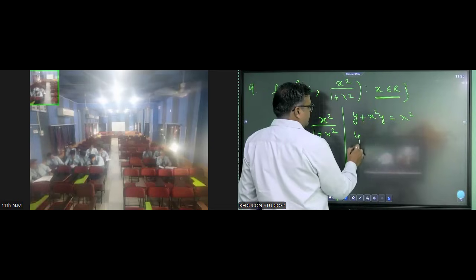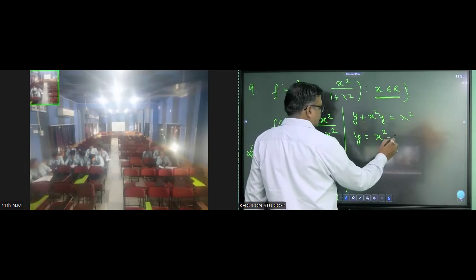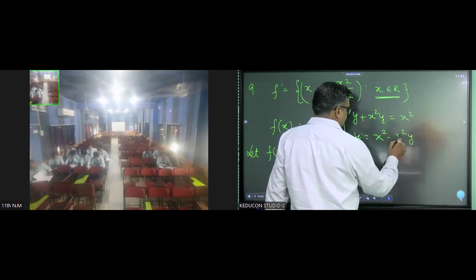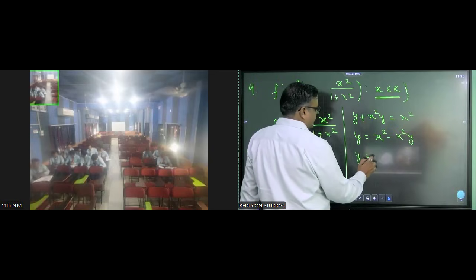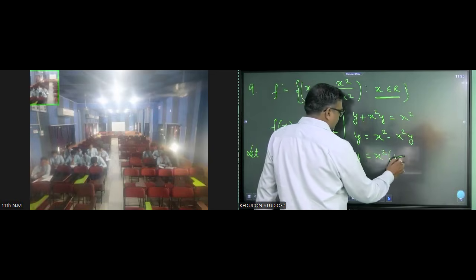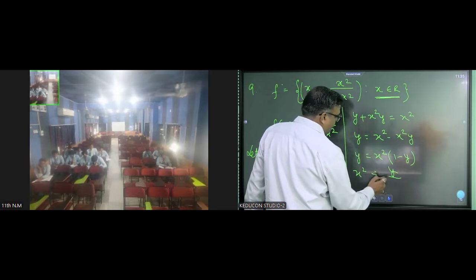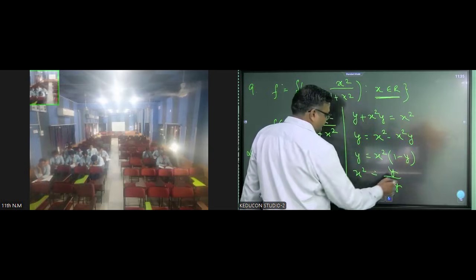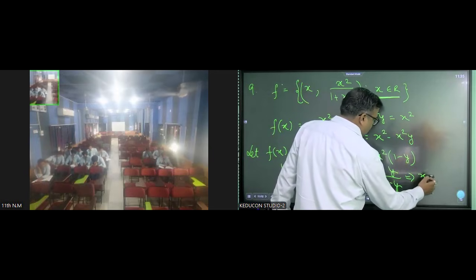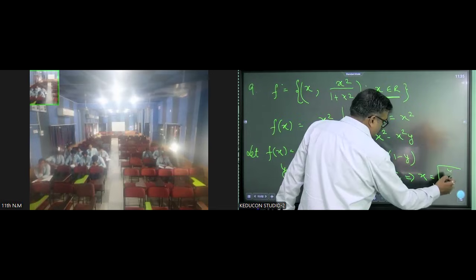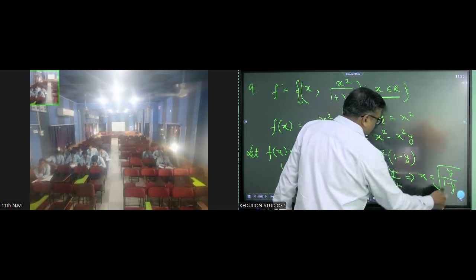Take x square on that side. y is equal to x square into 1 minus y, and x square is equal to y over 1 minus y, and x will be equal to the square root of that. Yes, students, any doubt in this? Any doubt?